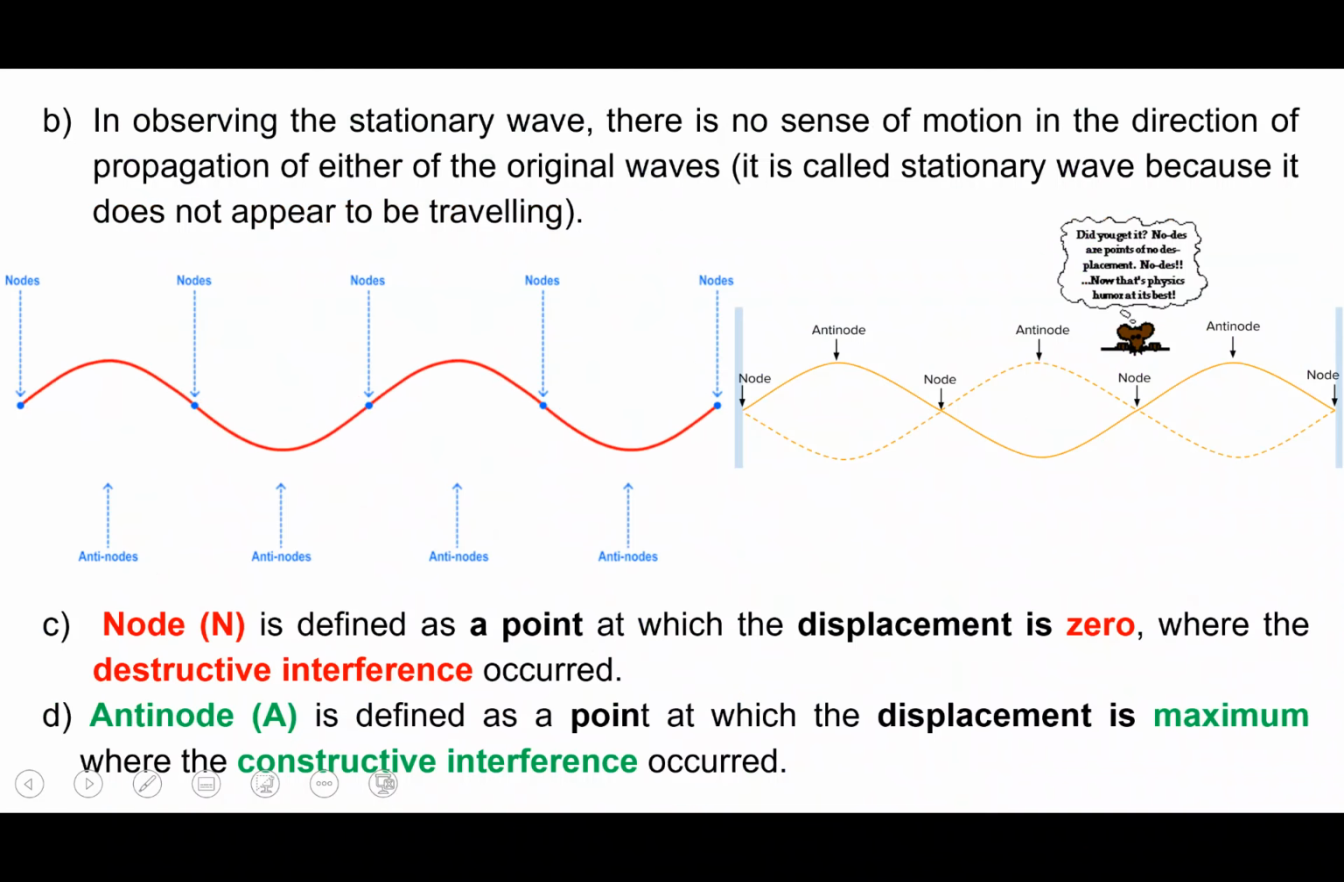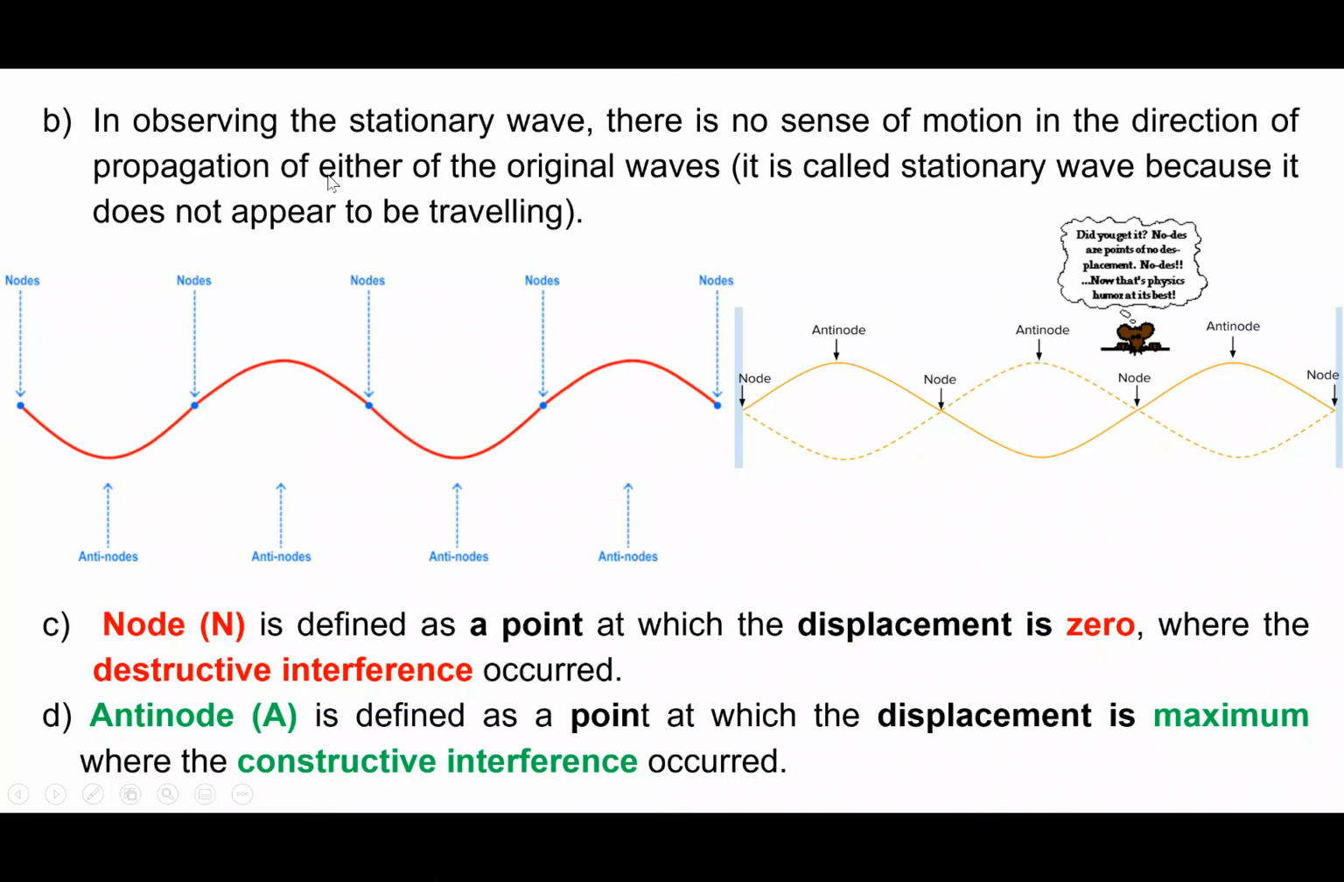Okay, in observing the stationary wave, there is no sense of motion in the direction of propagation of either of the original waves. It is called stationary wave because it does not appear to be travelling. So, tak nampak sebenarnya dia bergerak. Dia macam stationary, duduk dekat situ je. Dia macam oscillate up and down. Okay, ada dua keywords penting yang you kena tahu.